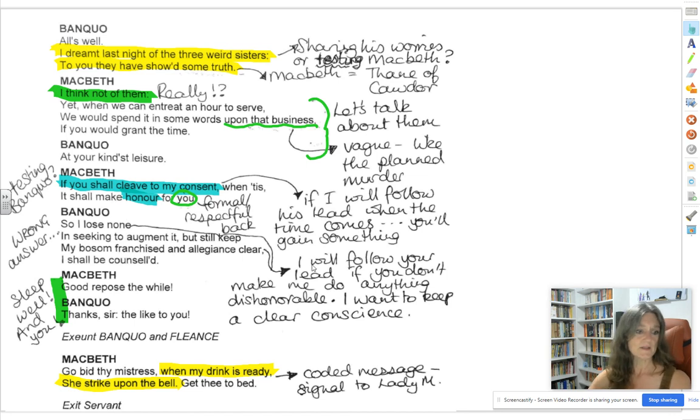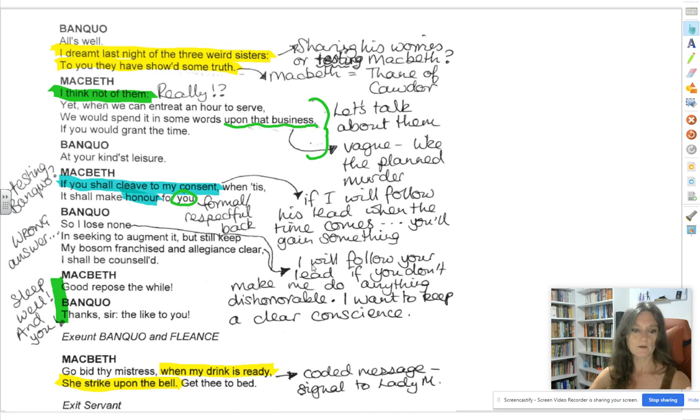Okay, so anyway, they tie up this conversation. "Good repose the while." "Thanks, the like to you." So Macbeth says, sleep well. And Banquo says, yeah, you sleep well too. And off the pair of them go. Macbeth also gets rid of his servant now as well. And he says, "Go bid thy mistress, when my drink is ready, she strike upon the bell, and get thee to bed." So this is a message to Lady Macbeth, a reminder that the servant is being asked to deliver. When my drink is ready, she strike upon the bell.